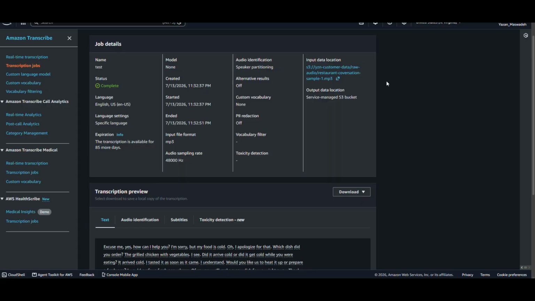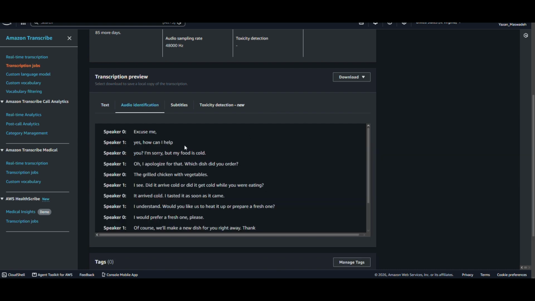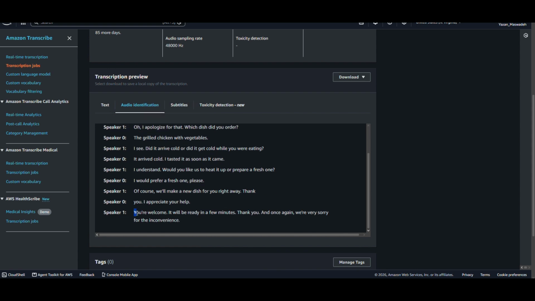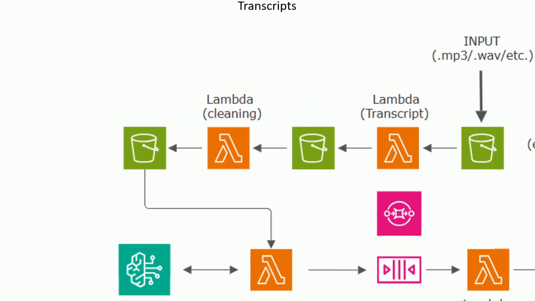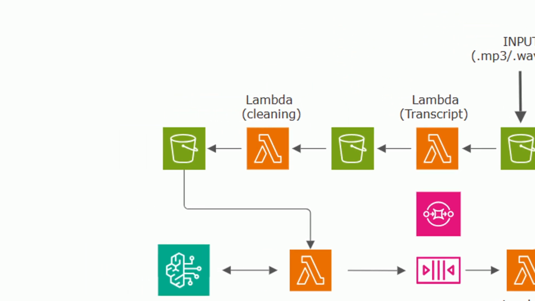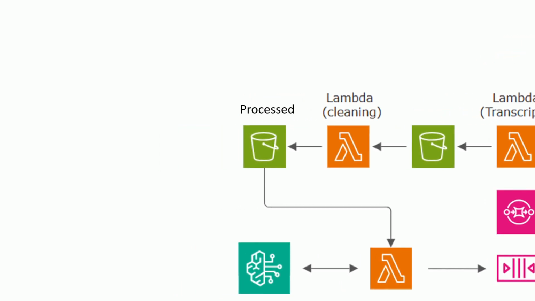As we can see here on this example, when we take a look at the text, it looks fine with no problems with it. But when we open audio identification, we can see that there is some mix-up in the speaker identification. After we get the transcript, a Lambda function will be triggered to clean the transcript from unneeded data, and it will be sent to another bucket that contains only clean and processed data.